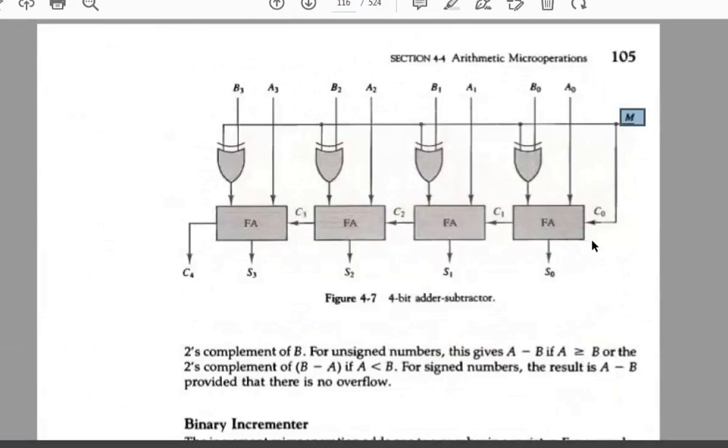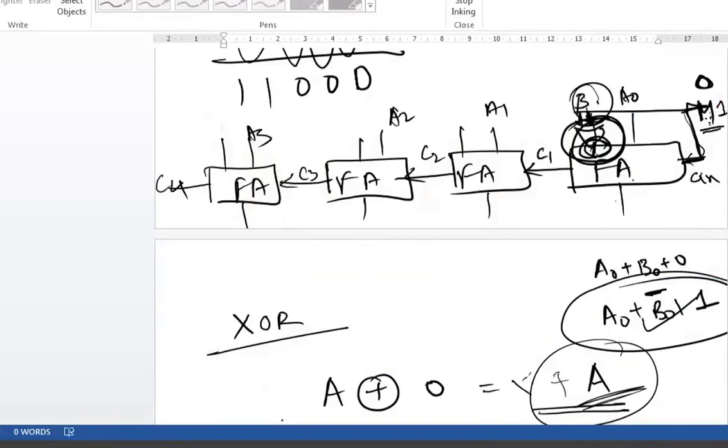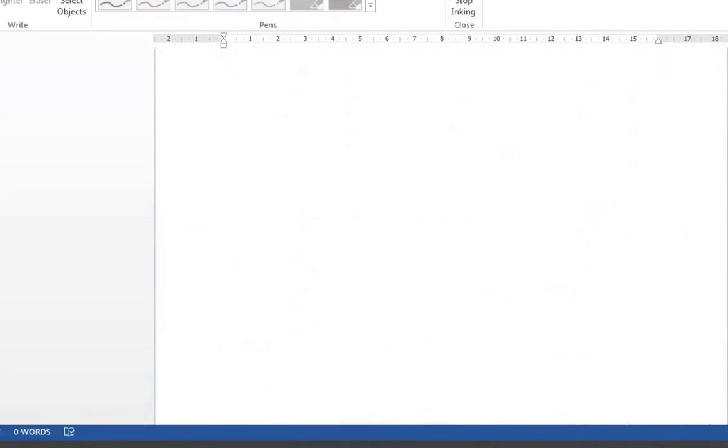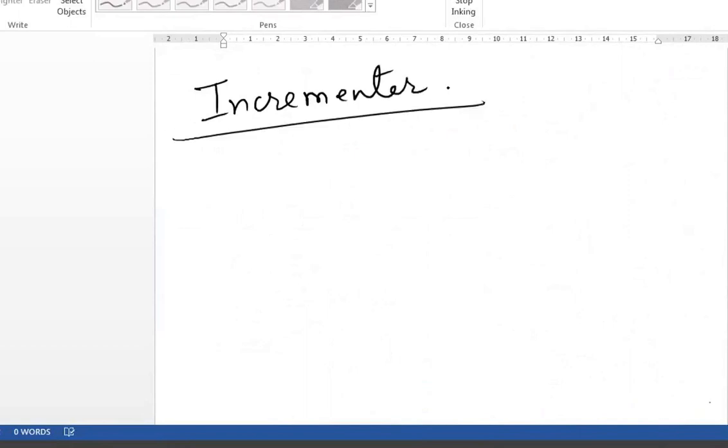Chalo, now let us see binary incrementer. What are we doing right now? We are looking at each and every individual arithmetic micro operation, and then we will move towards a composite circuit, which includes all the arithmetic micro operations. Okay, now tell me, for incrementer, what would I need? If I am asked to design a simple binary incrementer, what do I need?